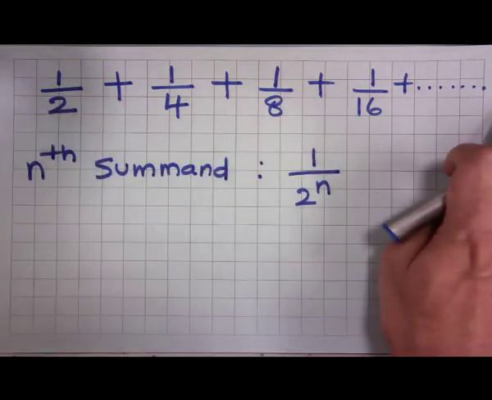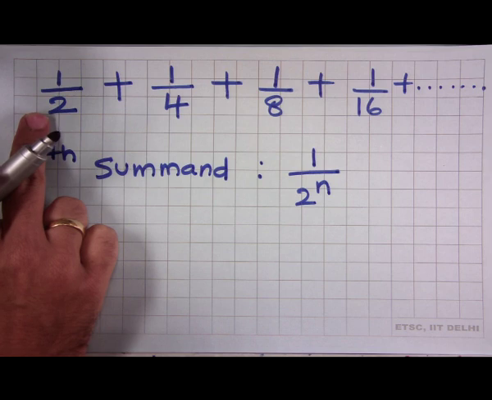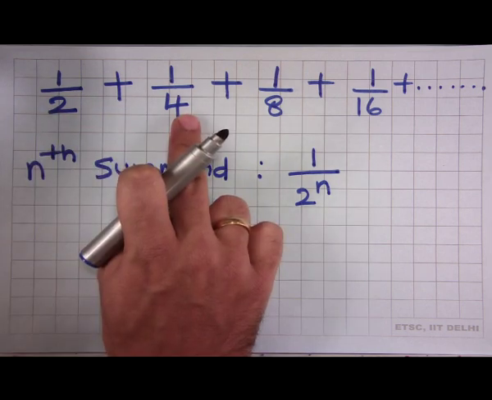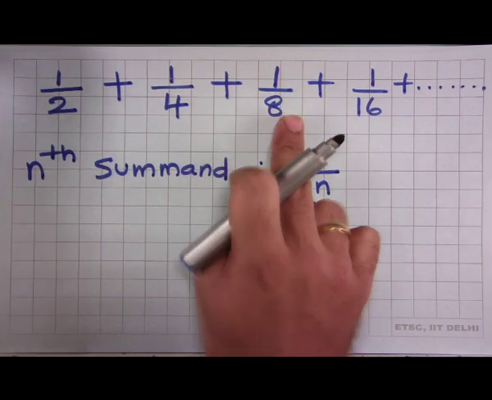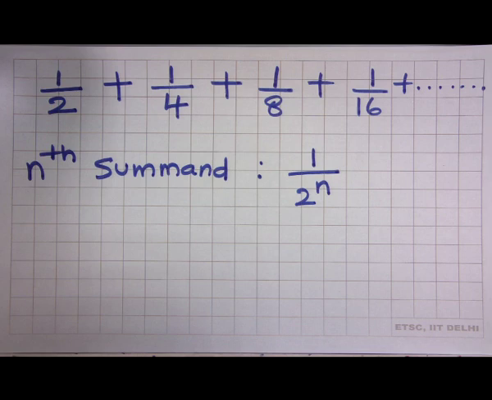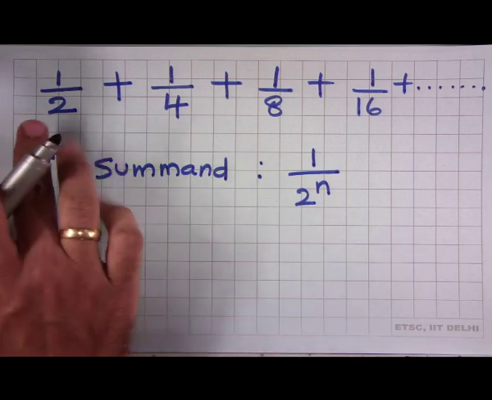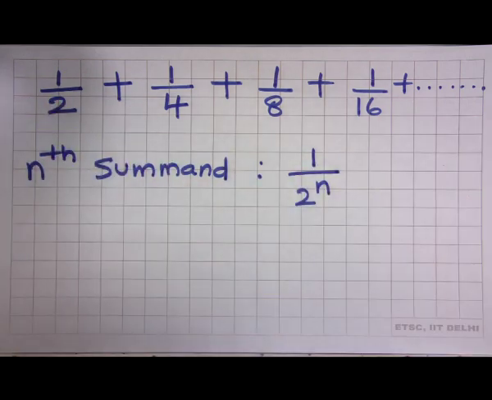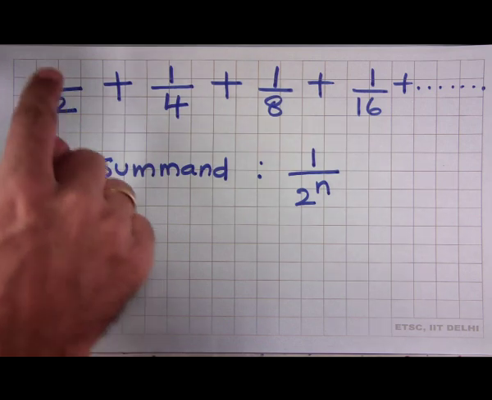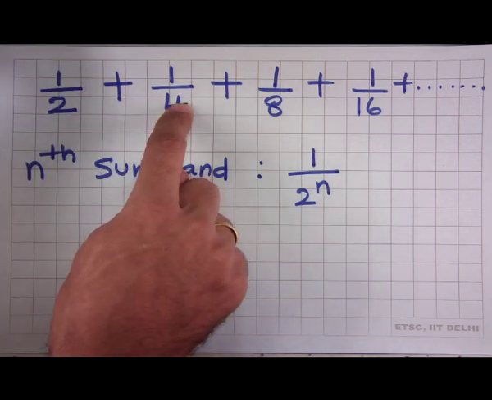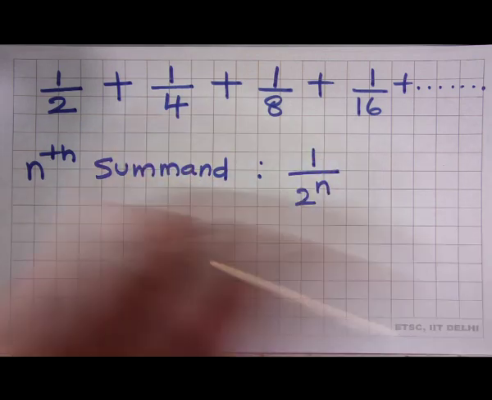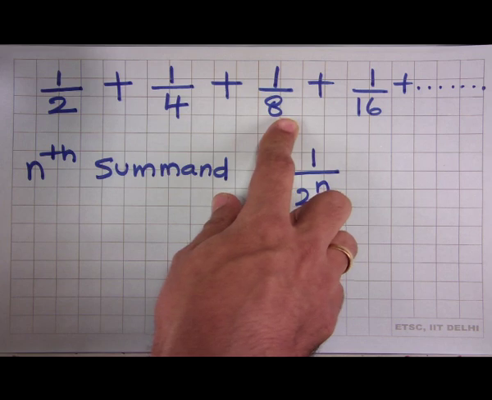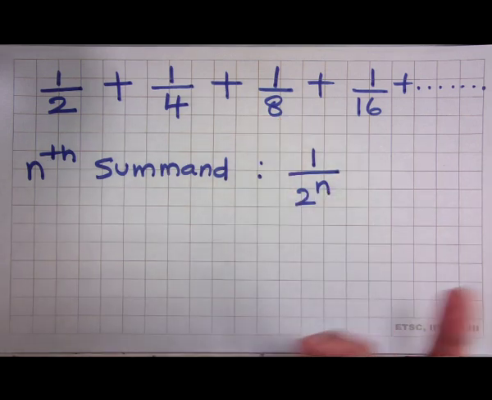In this sum, the first number is 1 by 2, the second number is 1 by 2 square, the third is 1 by 2 cube, and so on. Let us see whether we can find this infinite sum. As I remarked, you cannot first find the sum of 1 by 2 and 1 by 4, then add to this sum 1 by 8 and so on, because it is an infinite process.